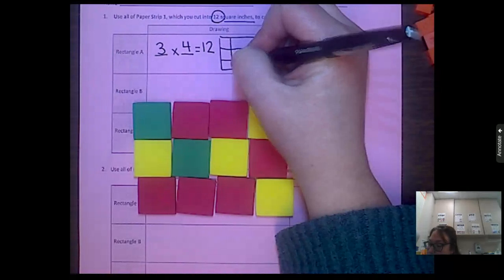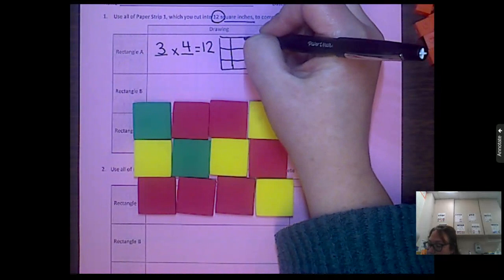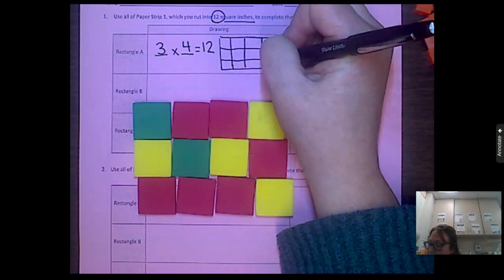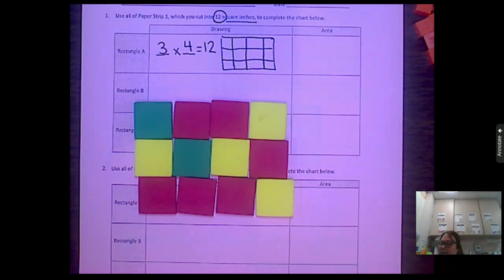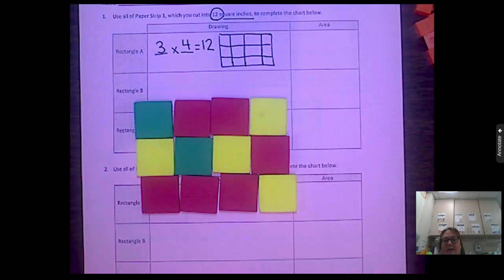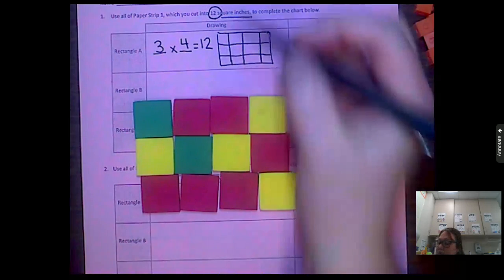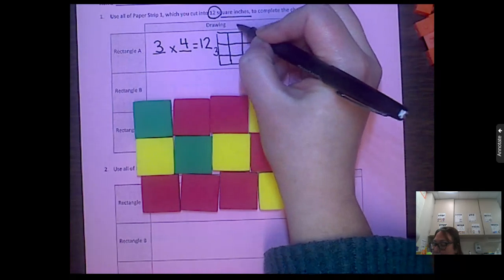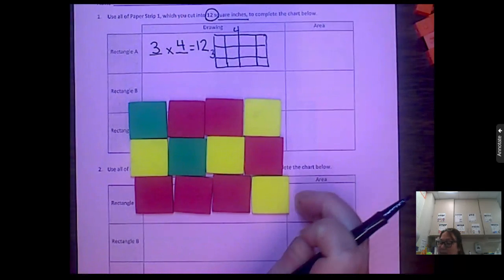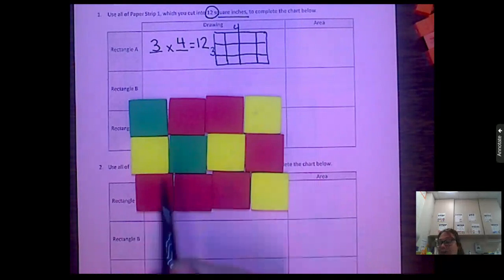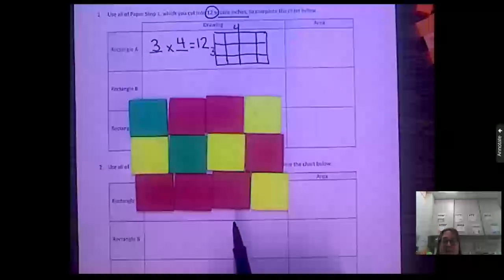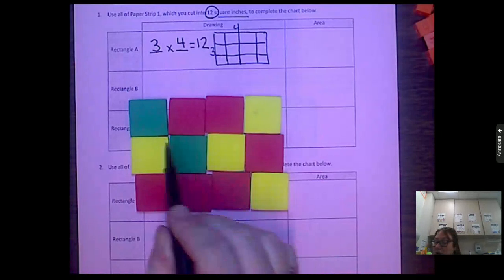So I've got 1, 2, 3. And try to make them kind of the same size. I know this one looks a little bit bigger, but that's okay as long as it's pretty close. Okay, so I have 3 rows with 4 in each one. So I made a drawing to match my picture. So altogether, how many square tiles do I have here? I have 12, right? 4, 8, 12.